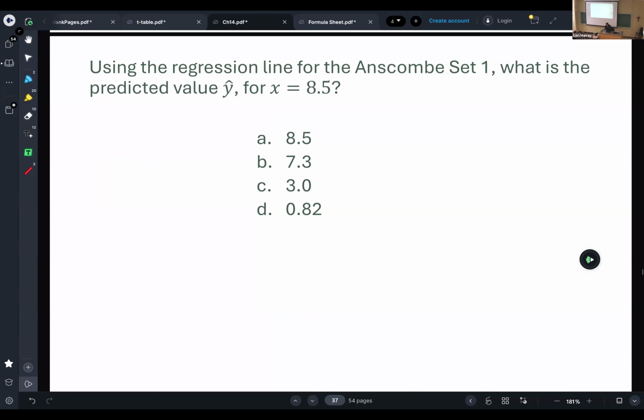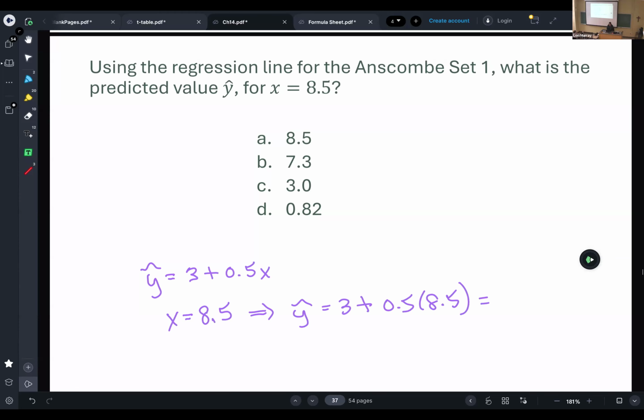So first thing first, write out what your equation is. There's your equation. And then you want to go for x equals 8.5. That's going to give, and just sub it in, substitute that in, and we get an outcome.